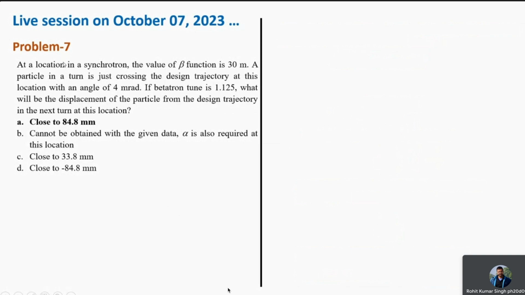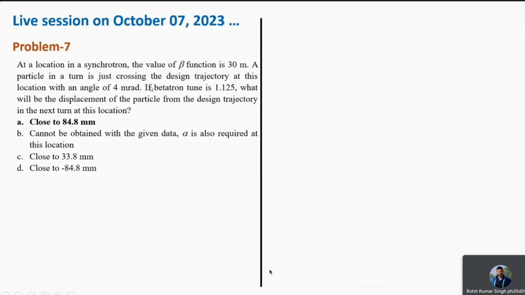Now problem 7. At a location in a synchrotron, the value of beta function is 30 meter. A particle in a turn is just crossing the design trajectory at this location with an angle of 4 millirad. If betatron tune is 1.125, what will be the displacement of the particle from the design trajectory in the next turn at this location? Okay, now you can see that this is the problem of initial conditions.